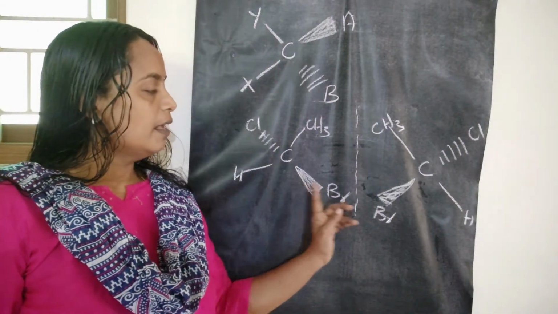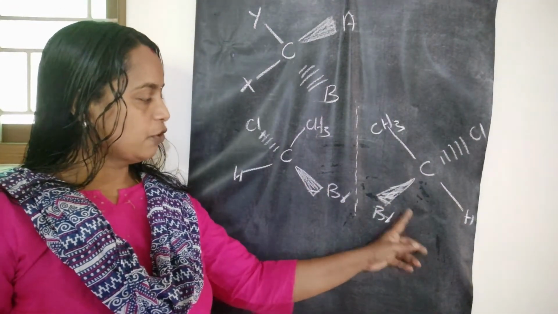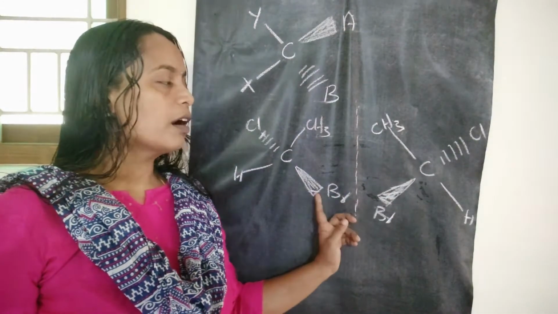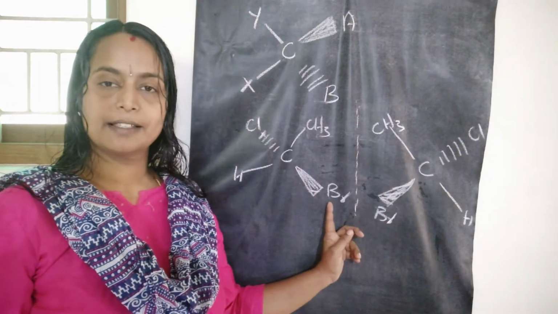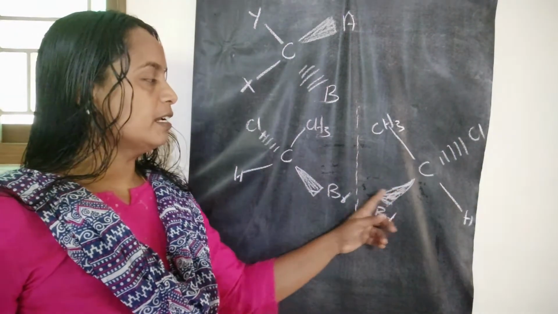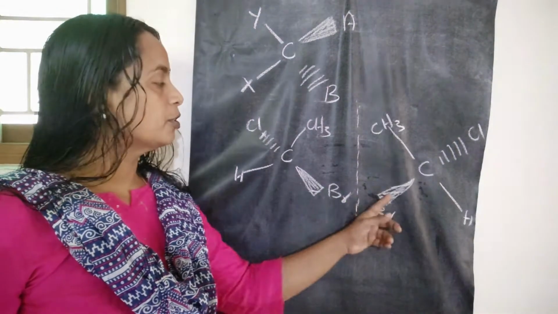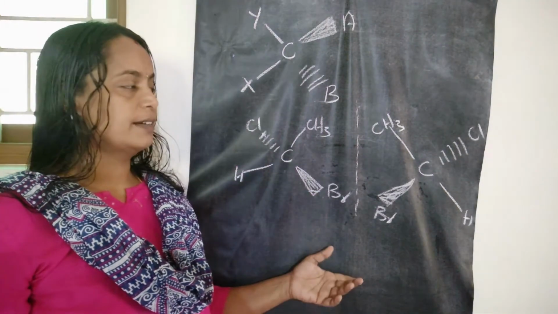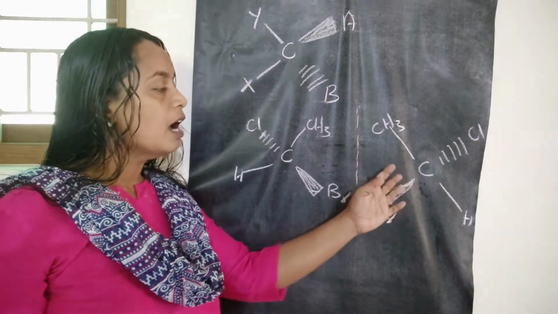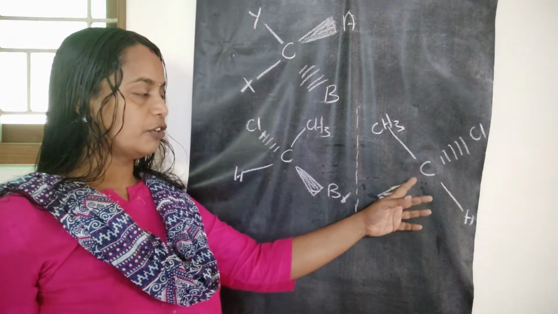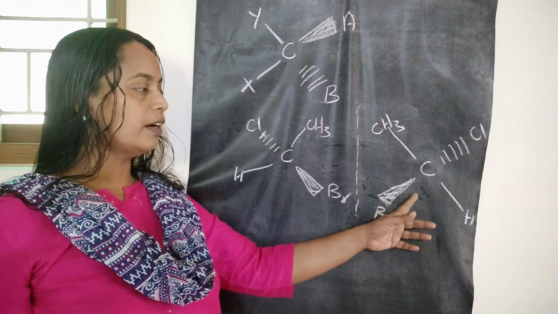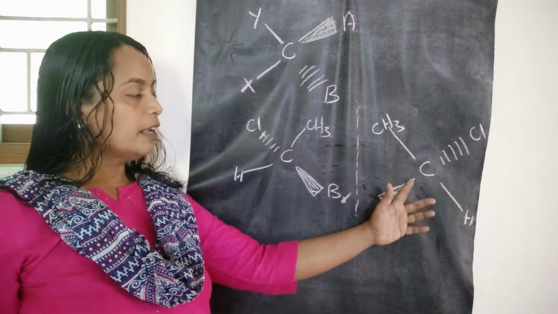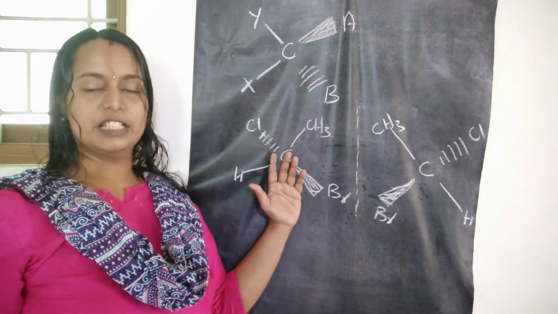This configuration is the mirror image of this first one, and these two are called enantiomers. These two are not superimposable on each other. That is, if you rotate or tilt the structure of this enantiomer, we cannot superimpose the second one over the first one.